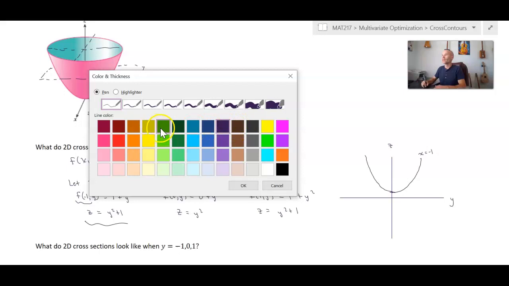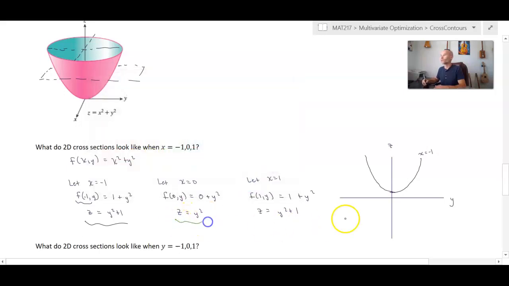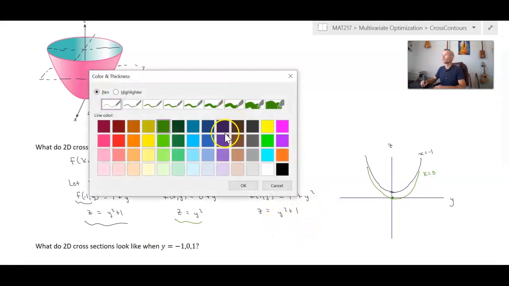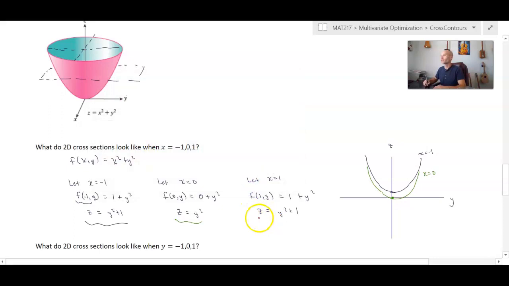Now let's plot the next surface, but now this is going to be for x equals 0. Well, z equals y squared would just be a parabola that is the same shape but has a vertical intercept of 0, and this is for x equals 0. And then for x equals 1, that's going to be exactly the same parabola as this one here. And this is also for x equals 1.